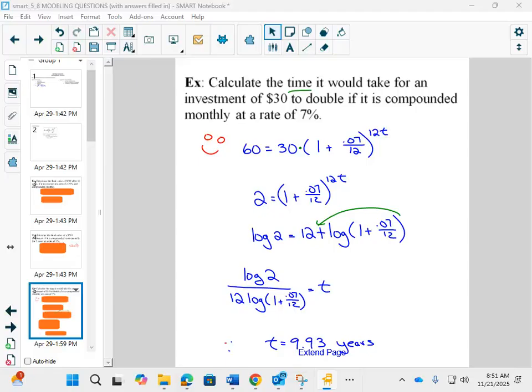So what we would do in this question is we would divide by the 30 to get that 2 by itself. And then we can take the log of both sides, because logs solve for exponents. And then you just use your log law to bring the exponent out in front. Then the 12 and the log part you can divide to get t, and then you get the value by itself.